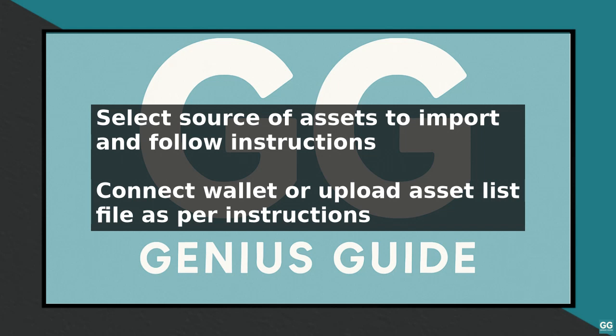If you are importing from a wallet, you may need to enter your wallet address or private key, depending on the wallet type. For exchanges, you may need to provide your API keys. Once you have connected your source, Debank will automatically fetch your asset list. You can then review and confirm the imported assets.